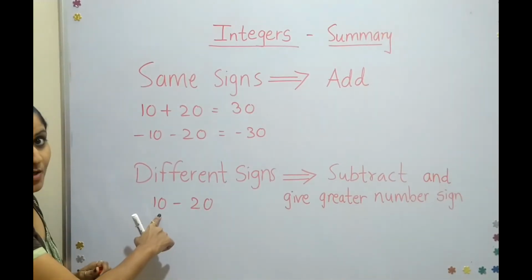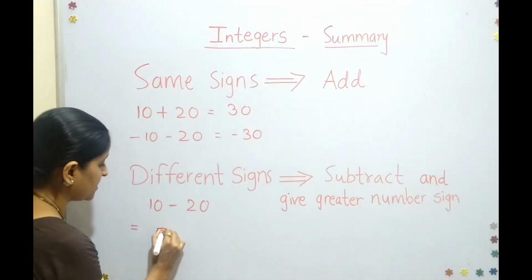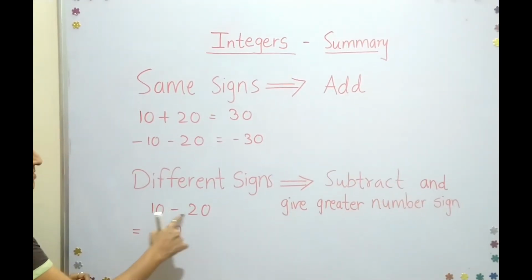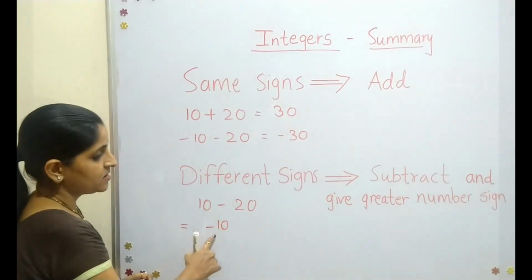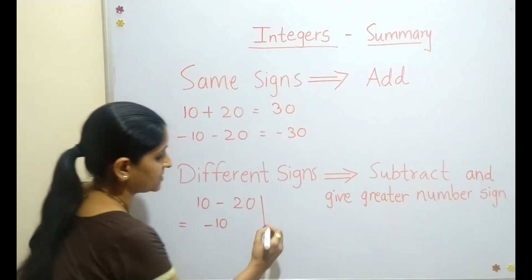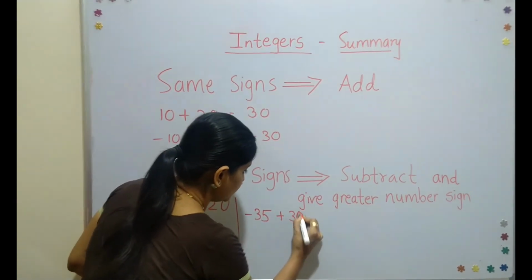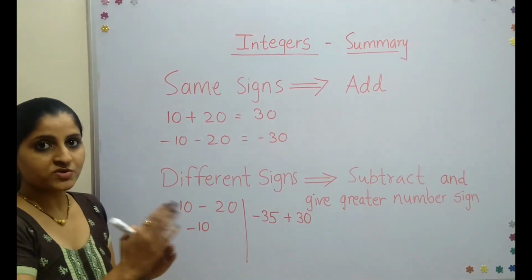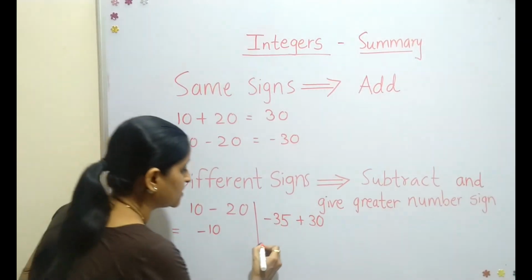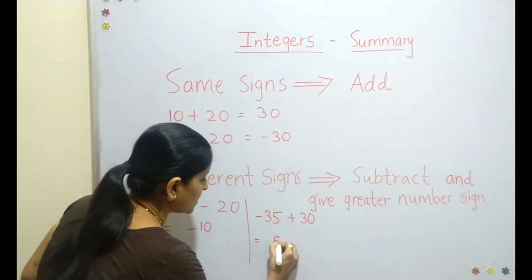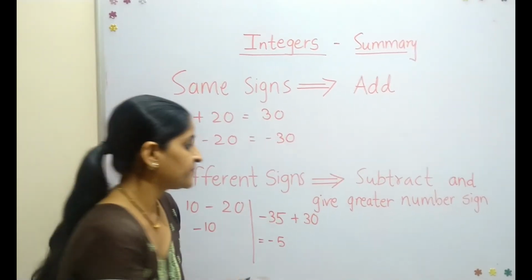This 10 has a positive sign, 20 has a negative sign. You subtract them and you give the sign of the greater number. 20 minus 10, the answer is 10. The sign of the greater number is negative, so the resultant will also have a negative sign. If I take negative 35 and positive 30, two different integers with two different signs, two different signs means always subtract and give the sign of the greater number. So on subtraction of 35 and 30, I get 5. 35 is bigger, so my answer will be negative 5.